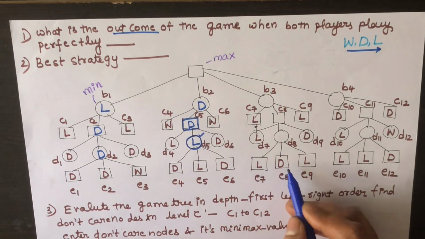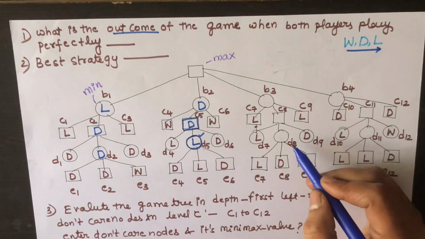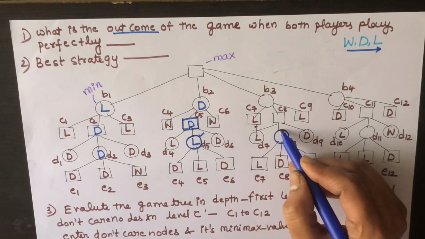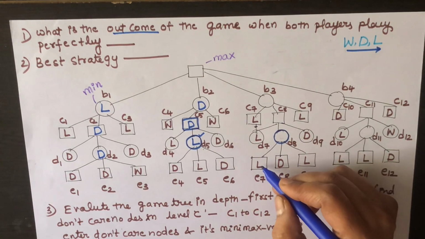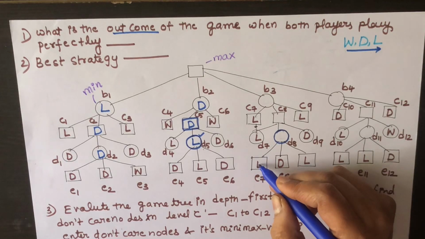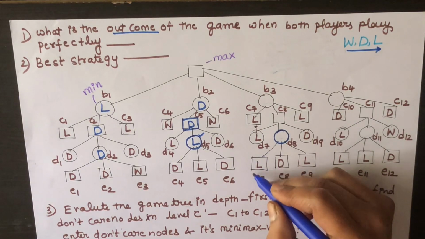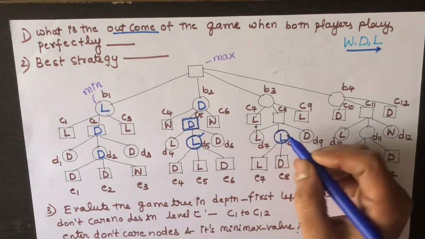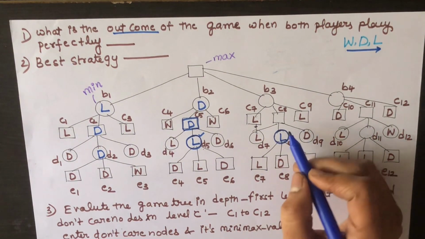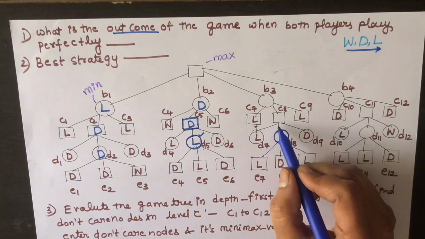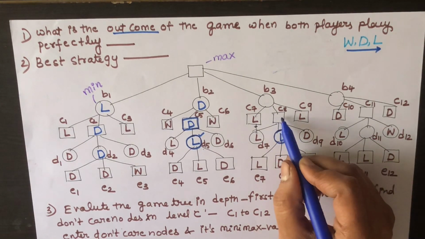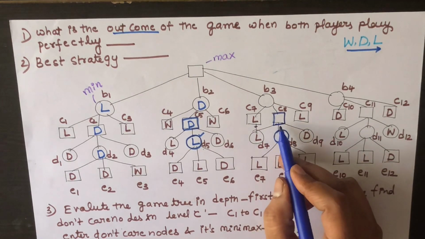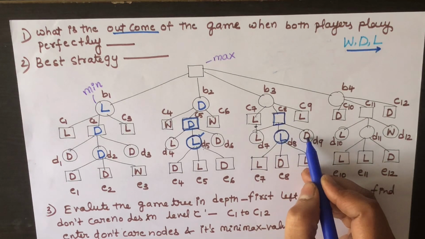Next come to this branch, E7, E8, E9. Solve D8. D8 is a minimum node, the circle. It selects the minimum value. The first max box contains the loss value, so it selects L from E7. Next solve C8. C8 is a maximum node. It selects the maximum value. The maximum value is draw.